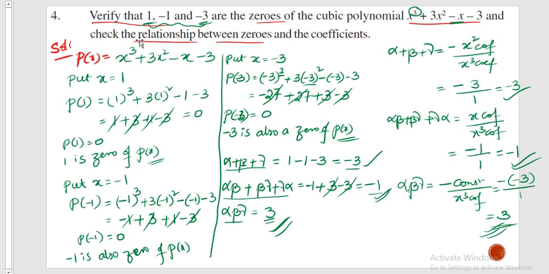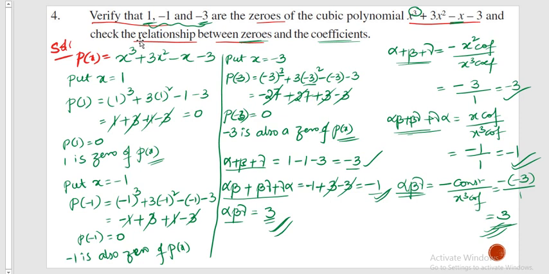By taking the zeros, and by comparing the coefficients also, we got the same answers. That means we have verified the relation between zeros and the coefficients. So from this I can say, sum of zeros is nothing but minus x square coefficient by x cube coefficient. Sum of product of zeros taken two at a time is nothing but x coefficient by x cube coefficient. Product of zeros is nothing but minus constant by x cube coefficient. These are the things we have in exercise 3 of 10th class polynomials, right?